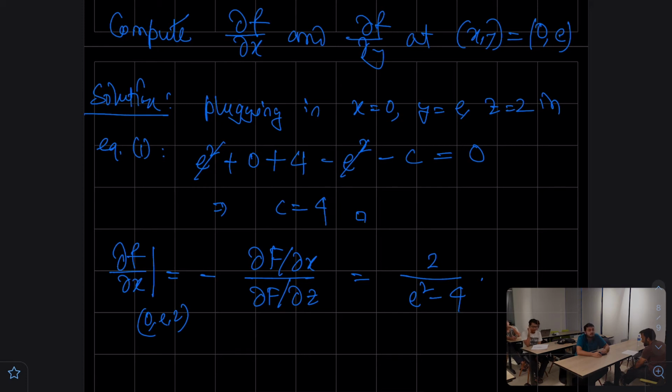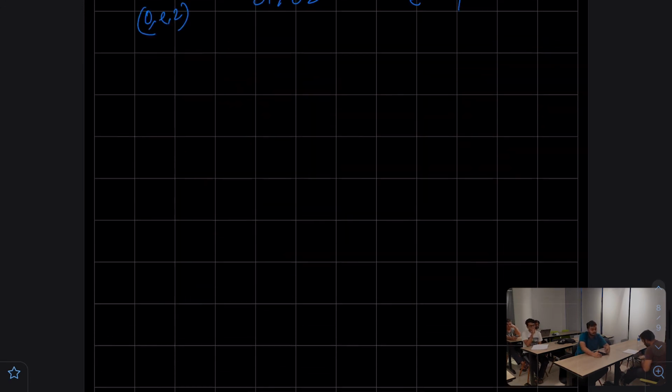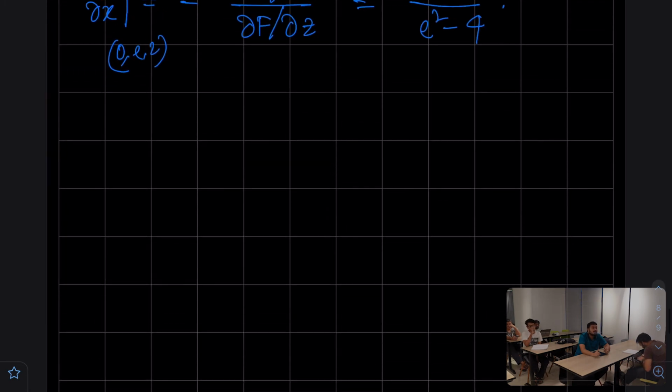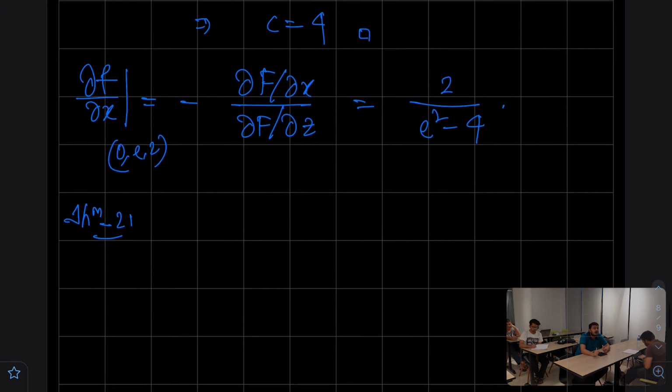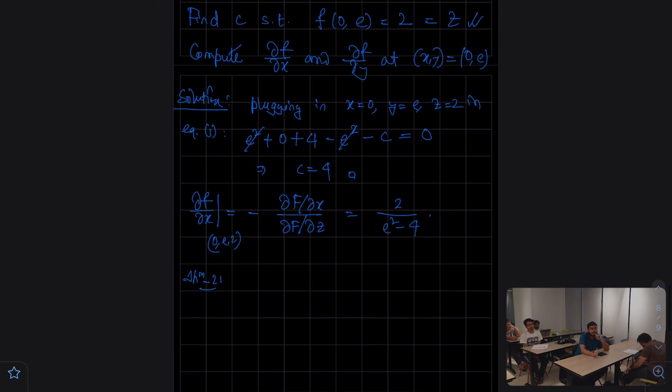So this can be done for any arbitrary function describing a surface. Okay, so we can group all these observations into a theorem. Yes, probably a theorem. You said c equal to 4. Find c such that... I haven't said anything about c.